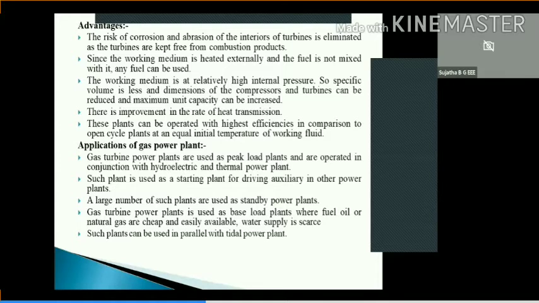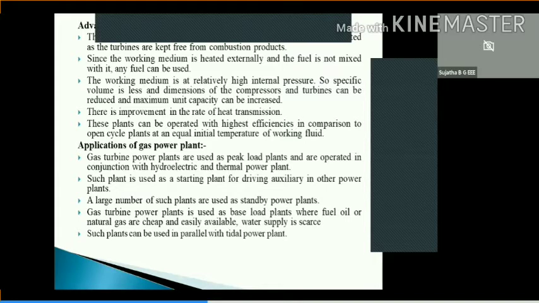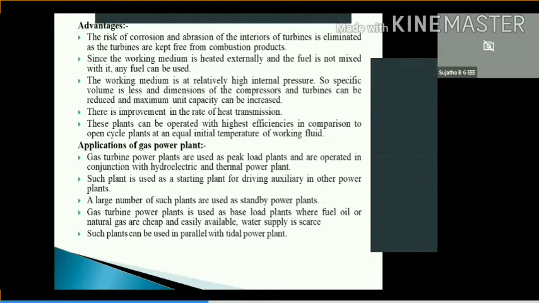It is seen that there is an improvement in the rate of heat transmission in closed cycle gas turbine power plants. These plants can be operated with higher efficiencies in comparison to open cycle plants at an equal initial temperature of the working fluid. And these are the advantages when you compare it with open cycle gas turbine power plants.